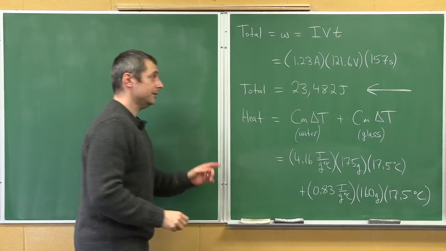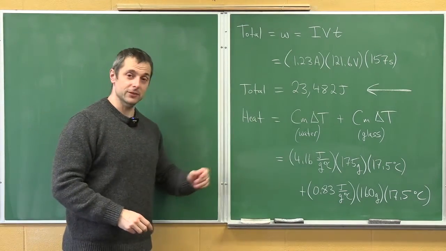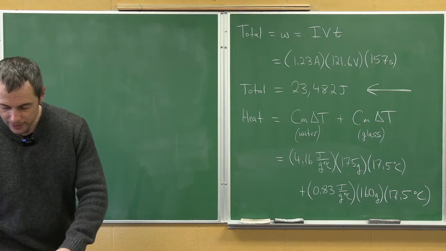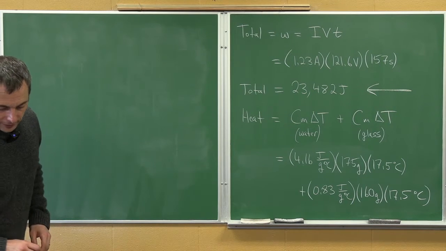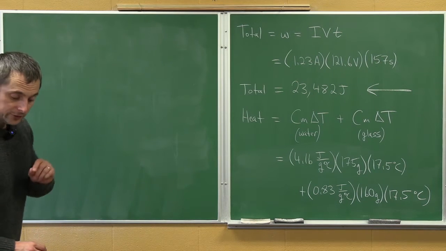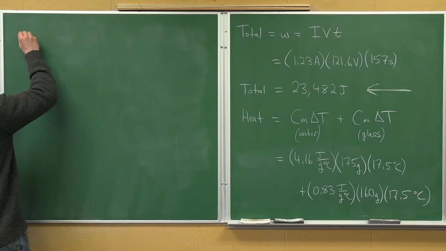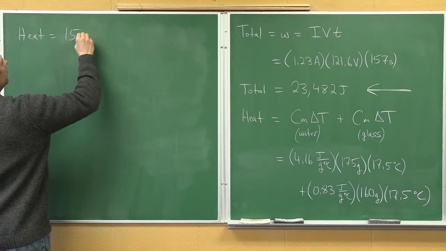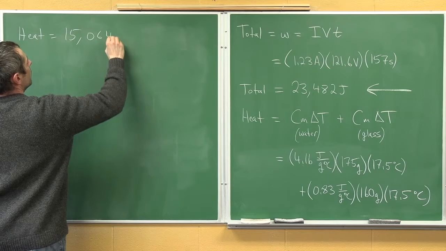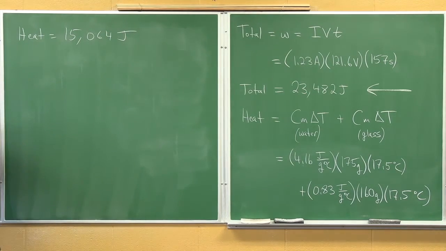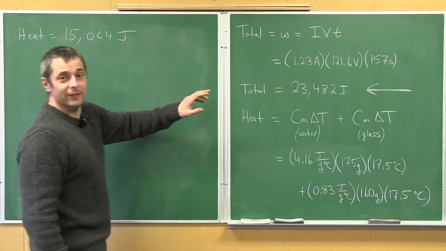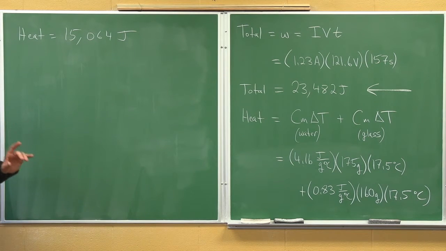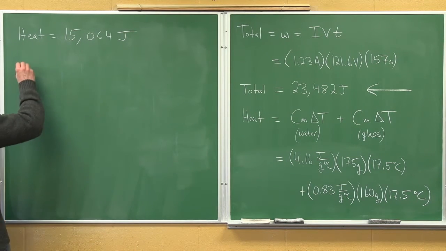But if you need a moment to catch up, I'll create a pause so you could copy this down. All right, what did that come out to be? If you hit that on a calculator, you get 15,064 joules. So heat is 15,064 joules. And right away you could see it's more than half. This bulb is very inefficient. But let's continue on and get the actual value of the efficiency.